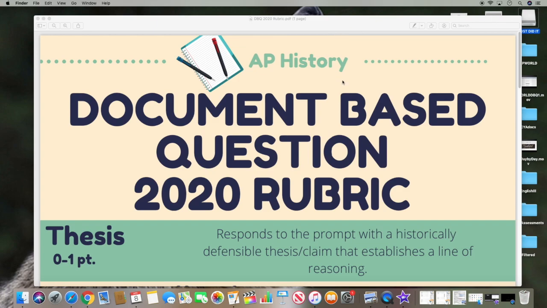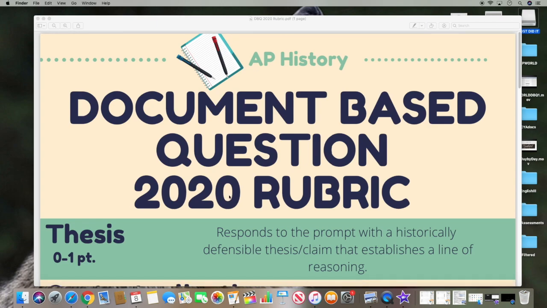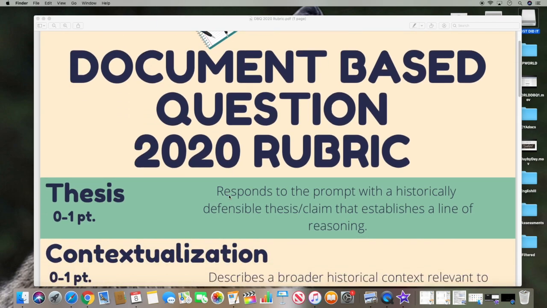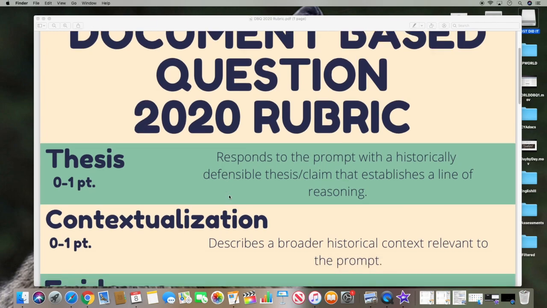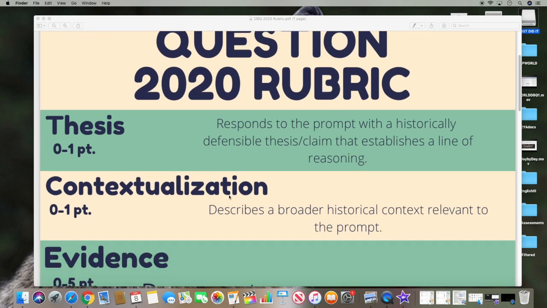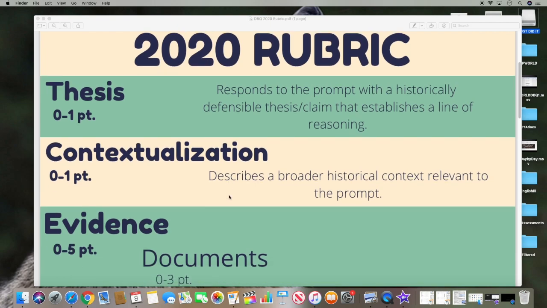Okay, so we are going to be talking about the AP History document-based question 2020 rubric. So some things have changed. Instead of 7 documents, you will have 5 documents, and you really only have to discuss 4 documents to get the full points. So the first thing that I want to discuss with you, this has not changed.